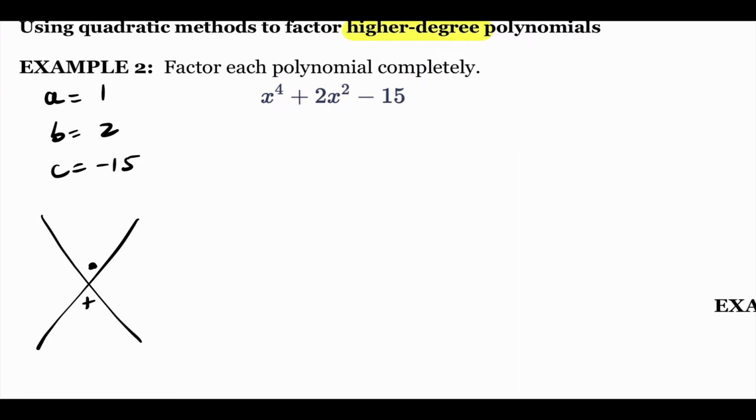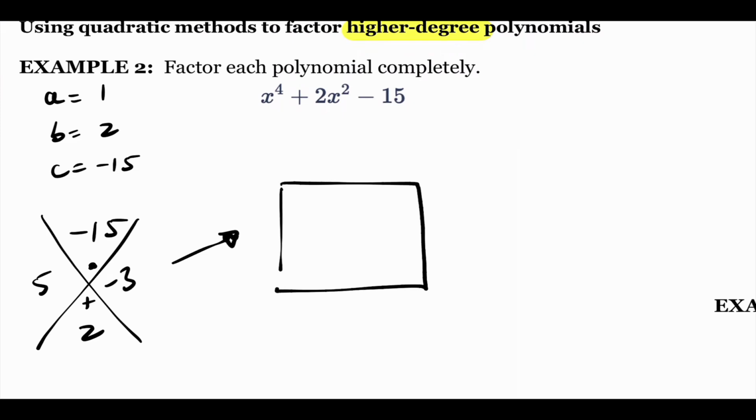Okay. A times C is negative 15. B is 2. So the two numbers that multiply to be negative 15 but add up to be 2 are 5 and negative 3. All right, so then we move to the box.